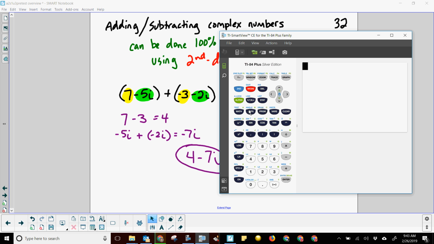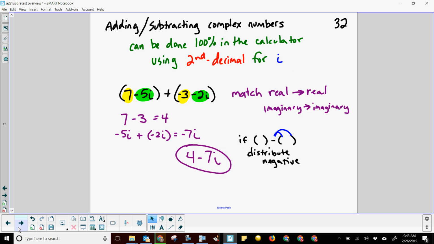But if you want to do it in the calculator, make sure you do it exactly: second, and then decimal gives you your i. Make sure you do it exactly as you see it. Make sure that's a negative 3 and that is a minus 2i, because if you have it wrong, it might give you some sort of error. But it's the same answer. It can be done that way.